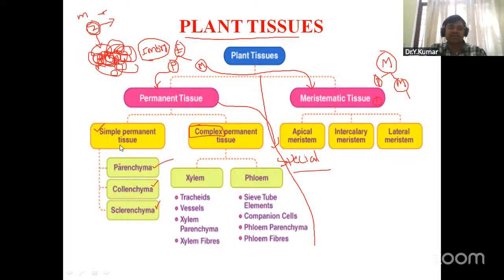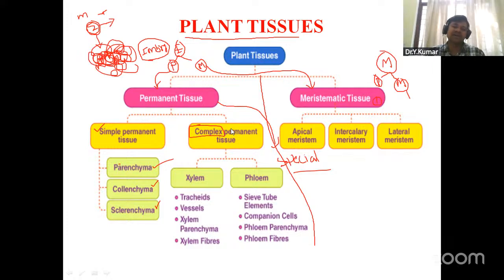Simple permanent tissue is a group of cells that are similar structurally and functionally. But in complex permanent tissue, the name itself says complex. They are not alike structurally. Of course, the function is the same, altogether they perform the same function, but they are structurally different. So that is called a complex tissue.